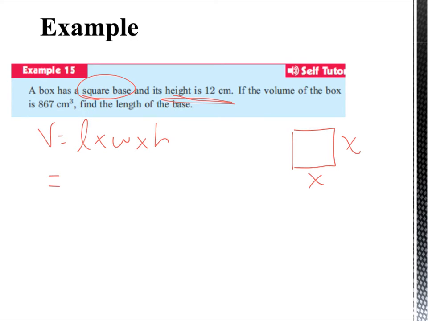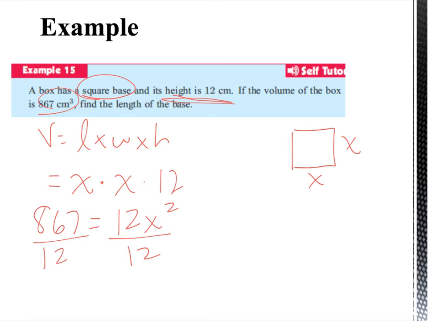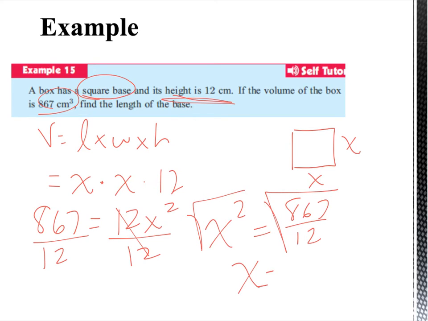So we end up with volume equals x times x times 12. And then we know that the volume is 867, so 867 equals 12x squared, because x times x is x squared times 12 is 12x squared. We divide through by 12, and we get x squared equals 867 over 12. And then we take the square root of both sides, and we get x is equal to 8.5, and we're dealing with centimeters. Make sure again that you can plug that into your calculator and get the correct answer.